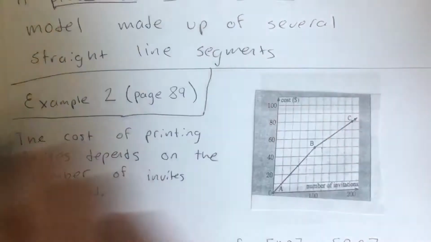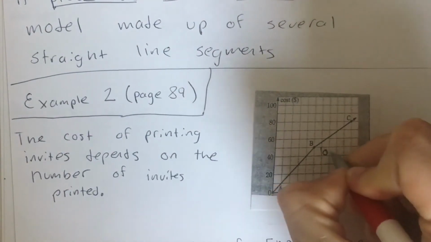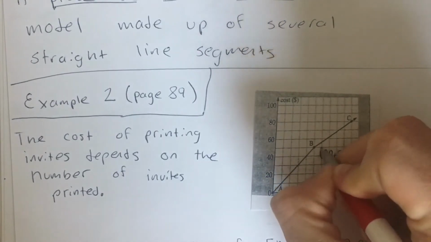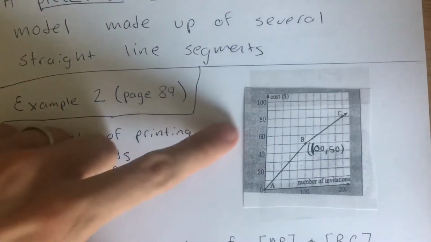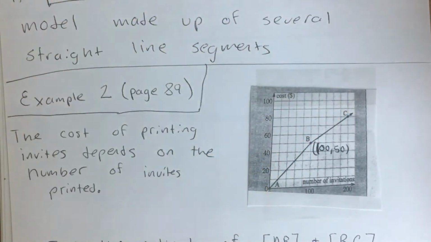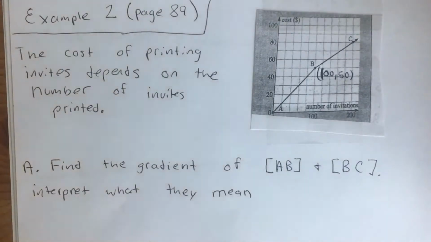And you can see that after a certain point, at 100 or 150, there's a change in slope, a change in the piece. So we've got piece 1 and piece 2 here. We're going to use this graph to answer a couple of different questions.